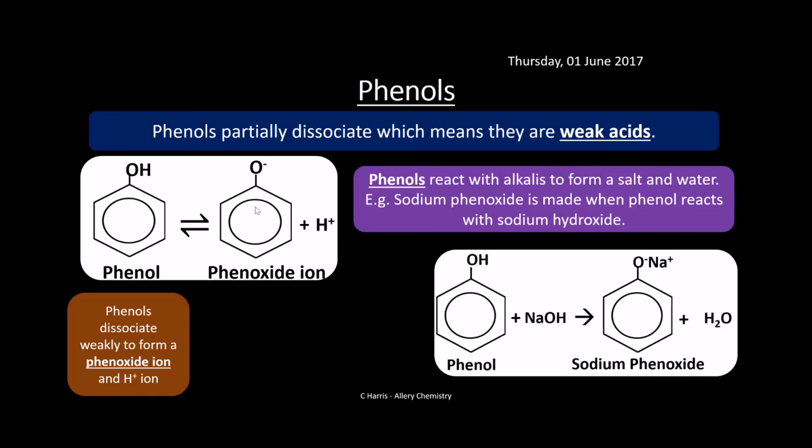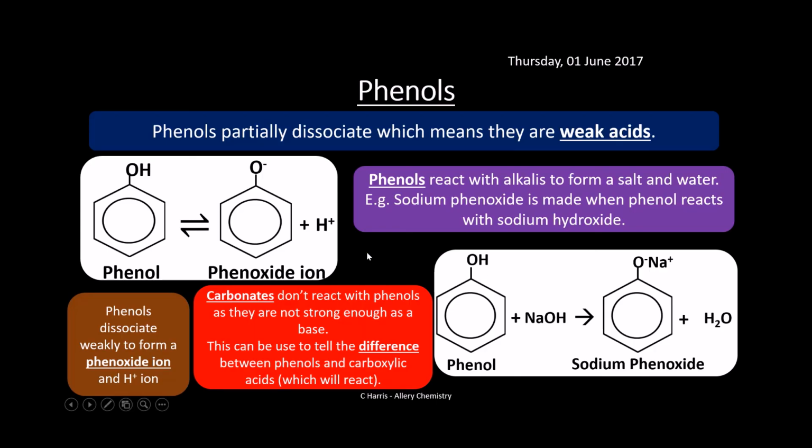Now, because these are weak acids, they can react with alkalis just like any other acid can, and they form salt and water. So you can see this is sodium phenoxide is produced. This is your salt. So it's phenol plus sodium hydroxide produces your salt, sodium phenoxide, obviously it loses the hydrogen and it forms water as your product. So it's a neutralization reaction.